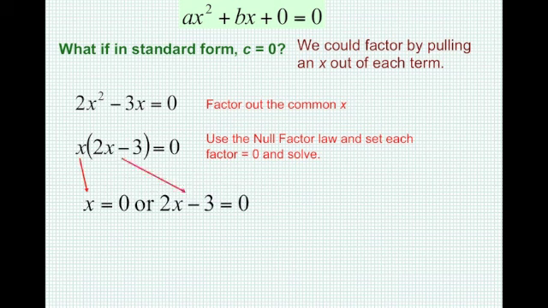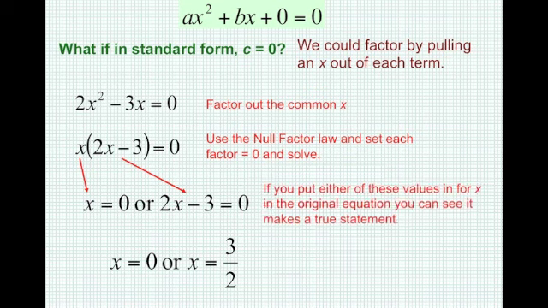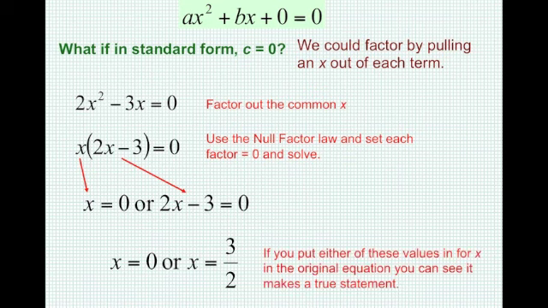So x is equal to 0, or 2x minus 3 is equal to 0. Our results are x equals 0 or x equals 3 halves. If you put either of these values in for x in the original equation, you can see that it makes a true statement.